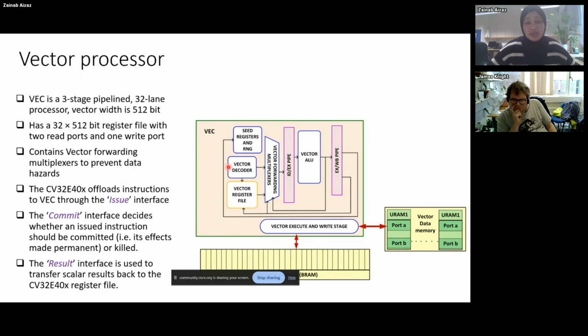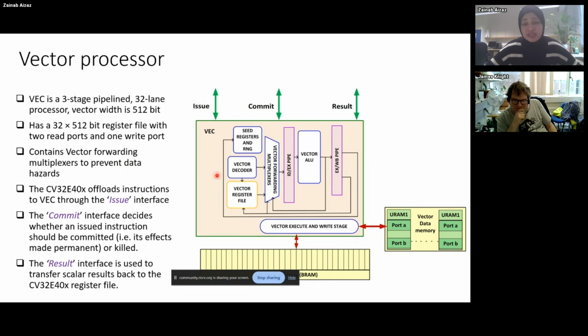And you can see that the VEC does not have any fetch unit. It looks like a processor, but there's no fetch. So we have used a SystemVerilog construct that was available with the CV32E40X RISC-V core. This construct is an interface that helped to encapsulate communication between these two processors. The issue construct helps to offload the instruction from the CV32 RISC-V core to the VEC.